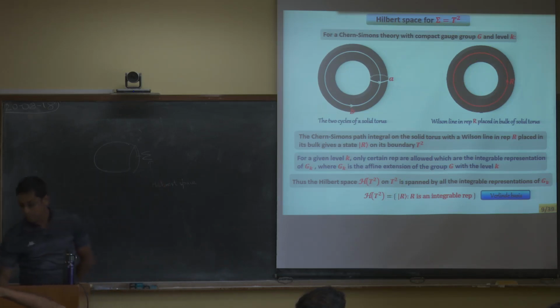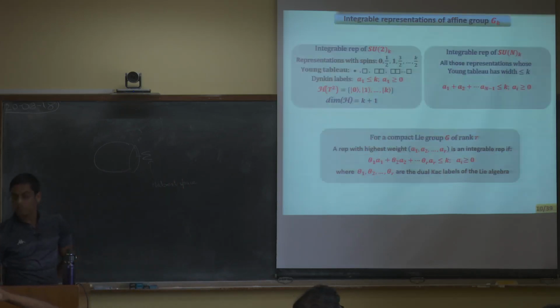So what is an integrable representation? And also, this basis is also called the Verlinde basis. So this is the definition of the integrable representations. So if we take simply SU2 with level K, then the integrable representations are all the representations with spin 0, half, up to K by 2.